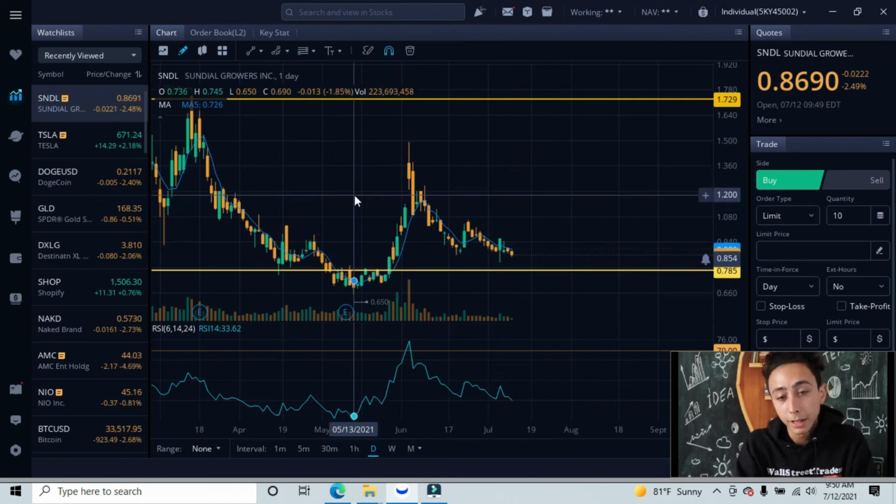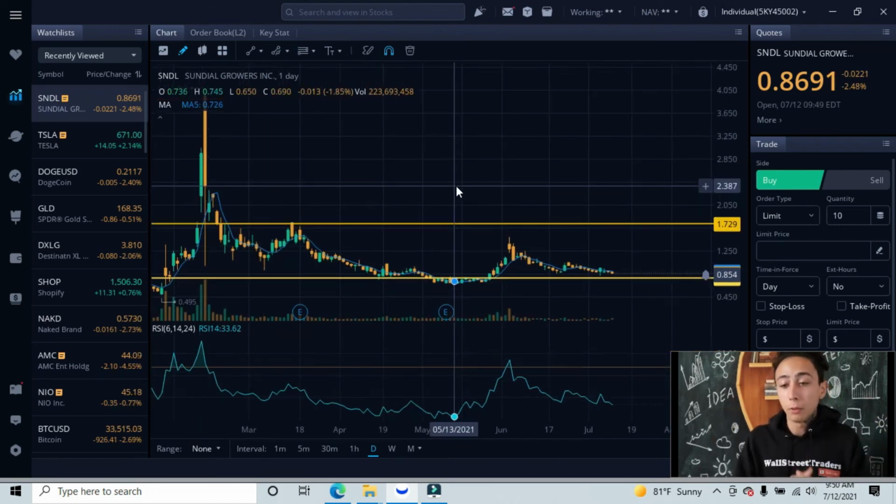So as of right now, for Sundial, at this moment in time, would not be the best buy until we can at least retest that lower level of support.